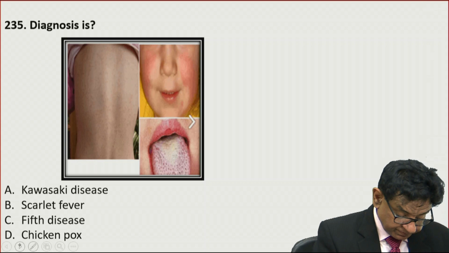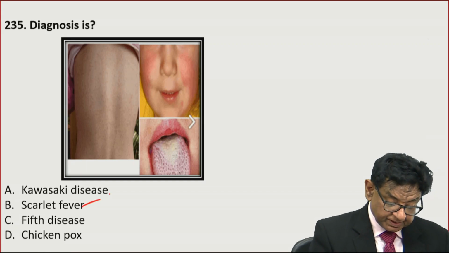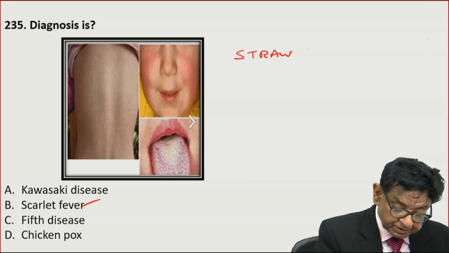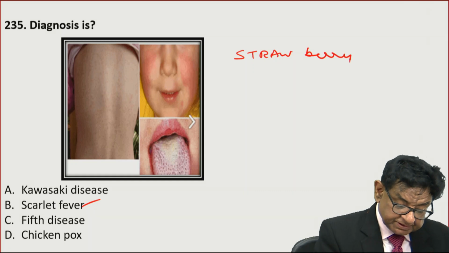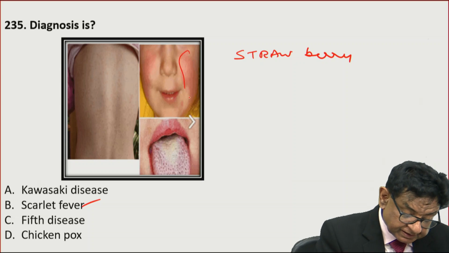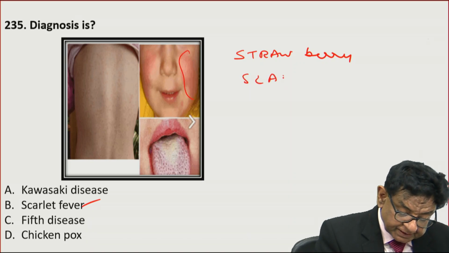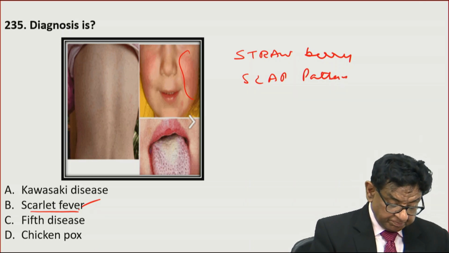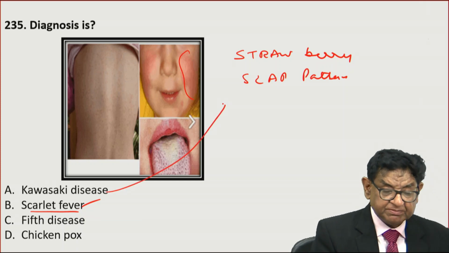This is a case of scarlet fever. How do you know? In this case, we are getting strawberry tongue, but this can be seen in Kawasaki disease also. But we are also getting a gash, slap pattern rash, that is classically seen in scarlet fever. But in the exam, Kawasaki disease is a much more frequently asked question. Kawasaki disease is a very VVIP topic.